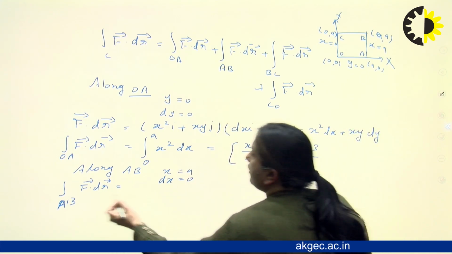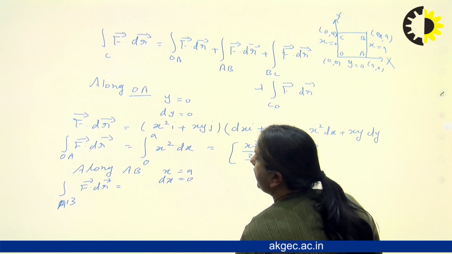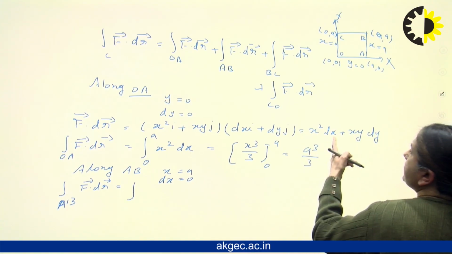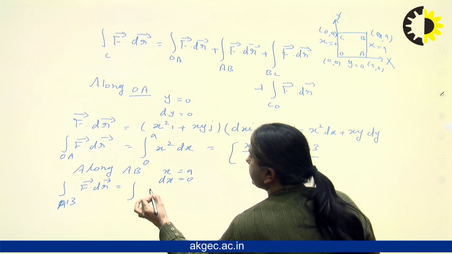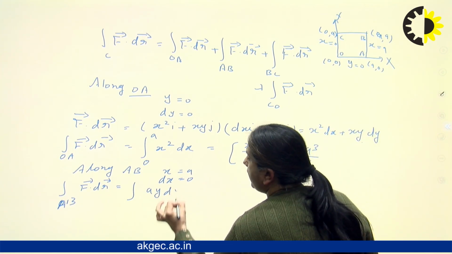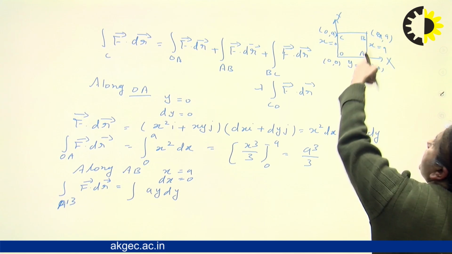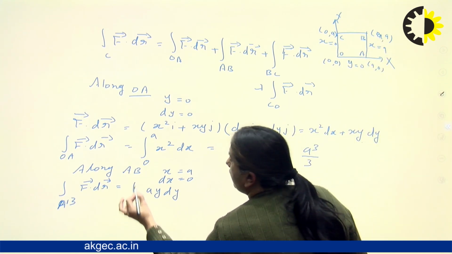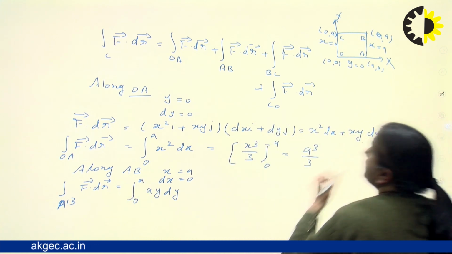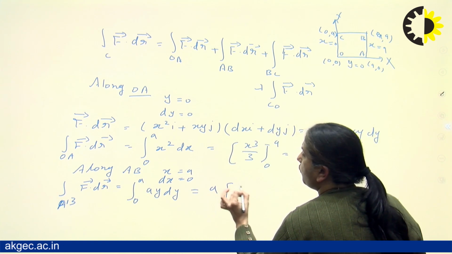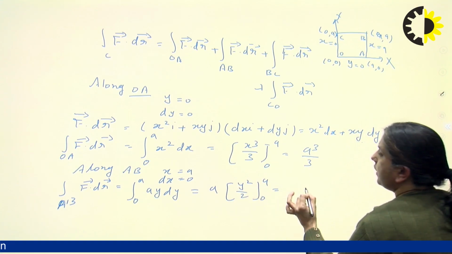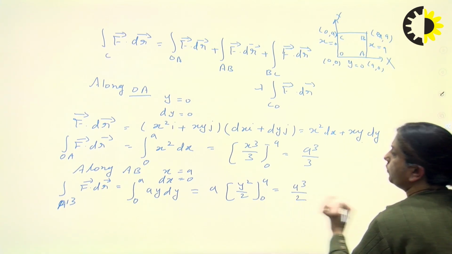Along the line AB, x equal to a and dx equal to 0, so the second term will be xy dy with x equal to a, that is a y dy. In the line AB, the limits of y will be 0 to a. Then a y square by 2, this will become a cube by 2.